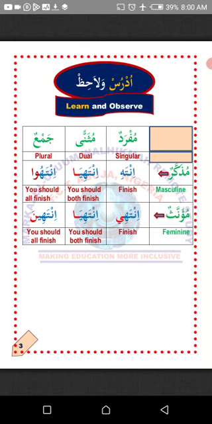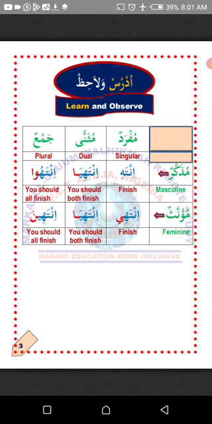Just like the verb intahi can only be used to command a single male person to finish. So if there are two in number, all you need to do is to attach alifun to the last letter. Remember, once alifun is attached, the letter before it must take fataha, as we know that alifun is the mother of fataha in Arabic. So the verb intahi will now become intahiya.